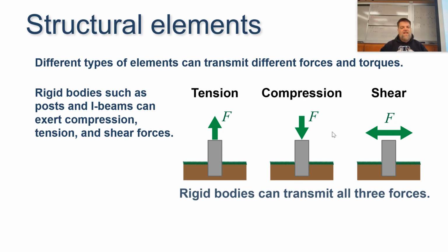You do need to write this down, though. Rigid bodies such as posts and beams can exert compression, tension, and shear force. Okay? Tension is stretching, compression is pushing something together, and shearing, it moves left to right.